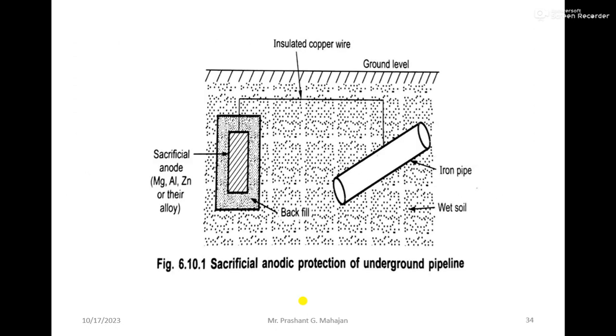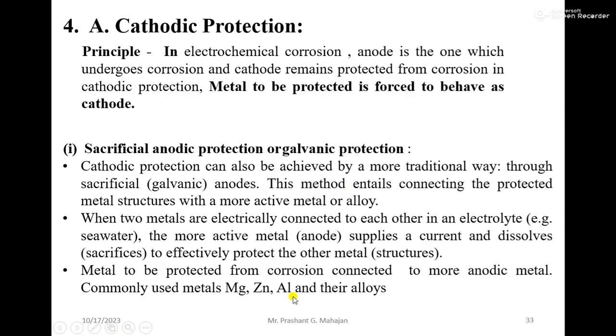So you can see the diagram. First, this is the pipeline to be protected. Then an insulated copper wire is attached. Then the magnesium, aluminum and their alloy is kept in the backfill, and that backfill is used for increasing the electrical contact. So this is the diagram for sacrificial anodic protection, or we can say galvanic protection.